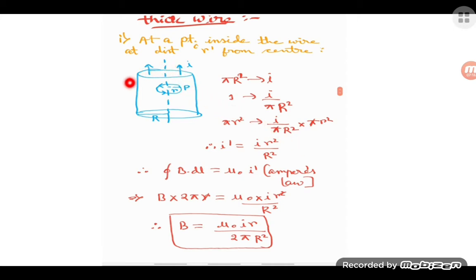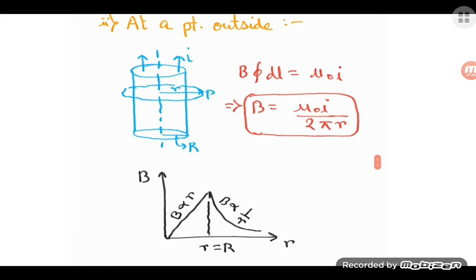Now, as we know, in the big cylinder there is a current of I. Now we will find the current inside this small surface of radius small r. By using the unitary method we calculate it as I r square upon R square. Next, by using Ampere's law we find the formula as mu naught I r upon 2 pi capital R square. Small r is the distance from the center and capital R is the radius of the whole cylinder.